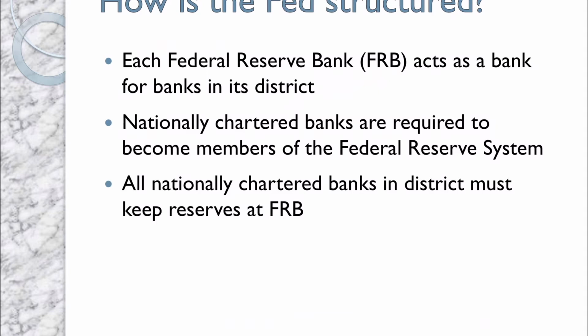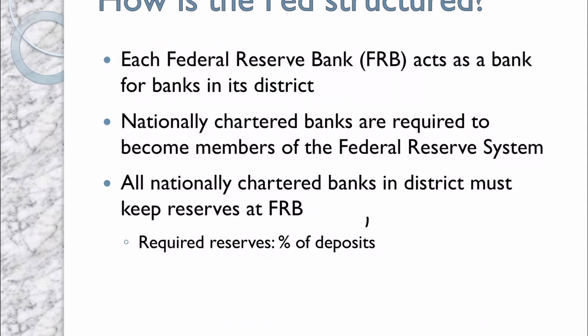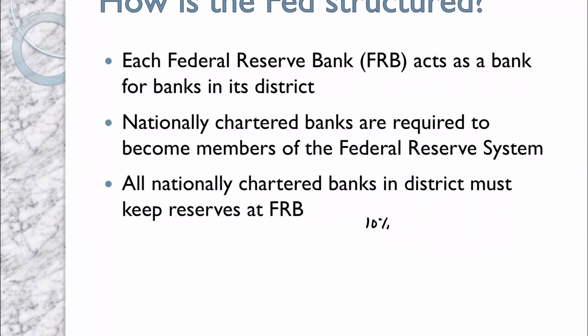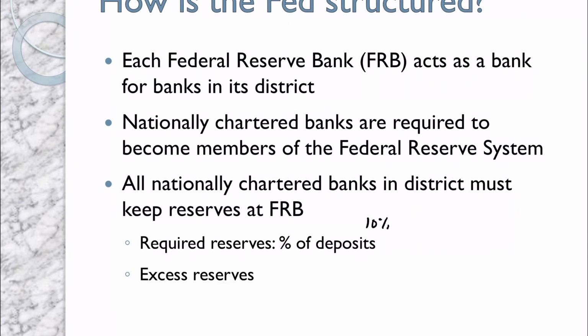So there are 2 different types of reserves. The first type of reserve is called a required reserve. This is a percentage of deposits. So this is the minimum amount that you must keep in reserve at your Federal Reserve Bank. For example, let's say Chase had $10 million of deposits. If the reserve ratio was 10%, they must have $1 million in reserves at their Federal Reserve Bank in that district. The other type of reserve is excess reserves. This is simply reserves above those required reserves.